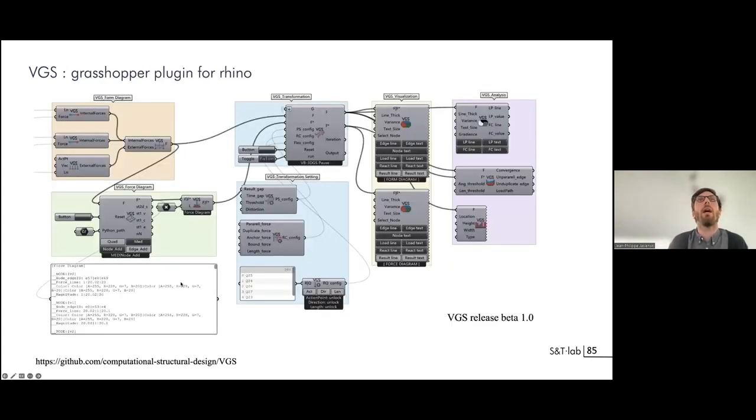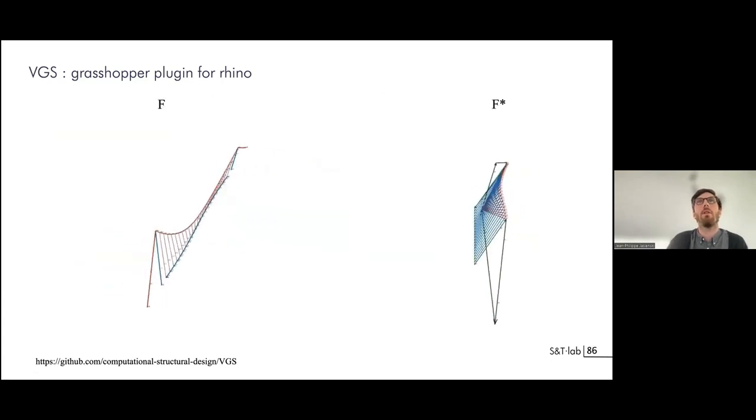So if we have a look at the full definition, first you have your form diagram, then your force diagram, then the transformation, the settings for the transformation, okay? And then how you visualize the results and how you can analyze them. This is like a typical VGS definition.